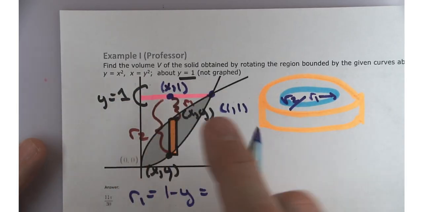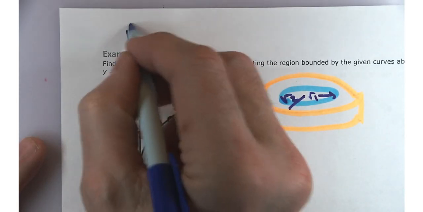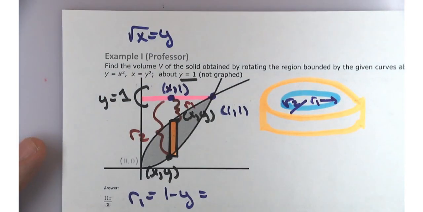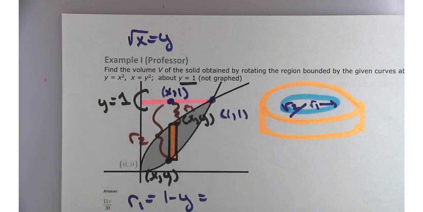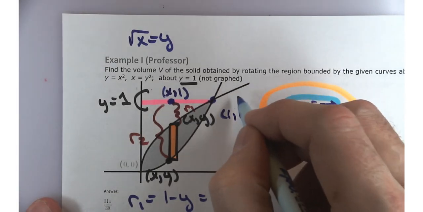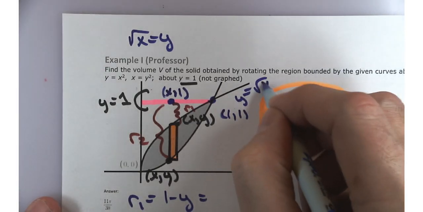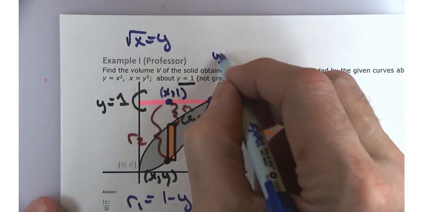You could solve for that and graph it if you solve for y. It'd be square root of x equals y. The negative root would be the part that lies below the x-axis. So we'll just deal with the positive root. So this one right here is y equals the square root of x. And this one over here is y equals x squared.